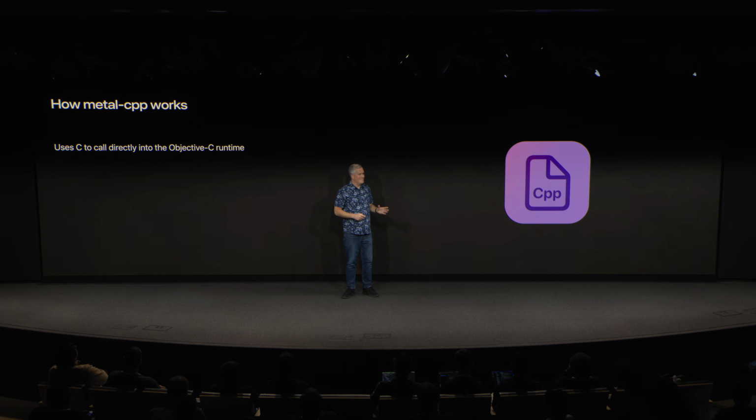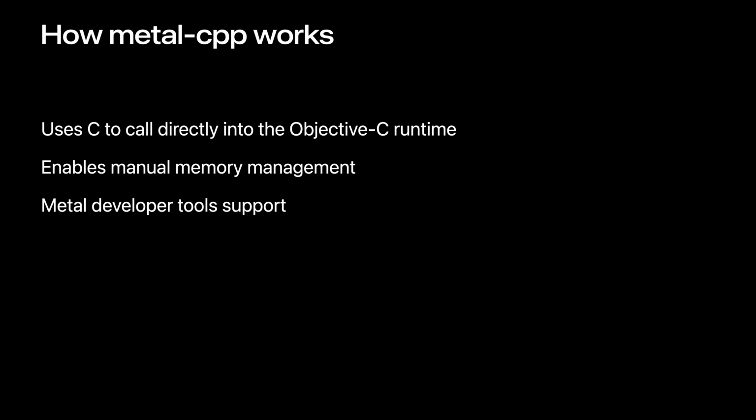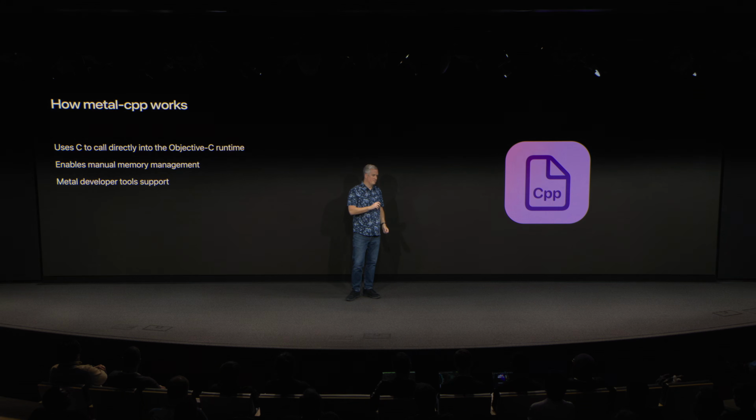So you're probably wondering, how does Metal CPP even work? Metal CPP uses C to call directly into the Objective-C runtime. This is the exact same mechanism that the Objective-C compiler would use to execute Objective-C methods, and with inlining, this results in no overhead relative to the same Objective-C code. Since Metal CPP implements a one-to-one mapping of C++ to Objective-C calls, it gives you memory management control like DirectX. Xcode includes lots of tooling to help you validate your object lifetimes and find any leaks. And this one-to-one mapping also allows all of the Metal developer tools to work seamlessly with your Metal CPP code.